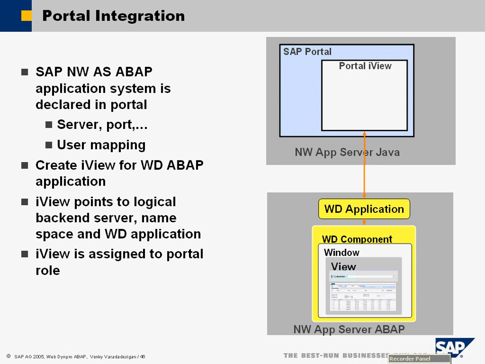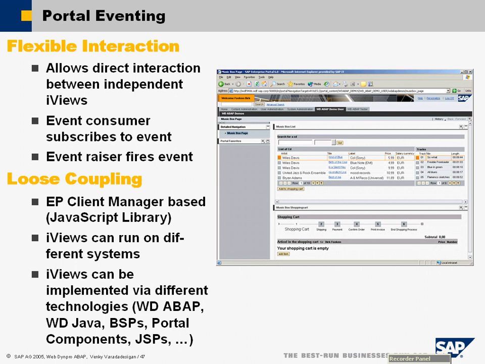Done automatically. So portal integration, how do you do it? You can create the backend Web Dynpro application, and then in the portal you create the Web Dynpro iView. And then for the access, you create a system or do the user mapping, right? And then the iView is automatically assigned to the role. So if the user logs in with a specific role, it will be available.